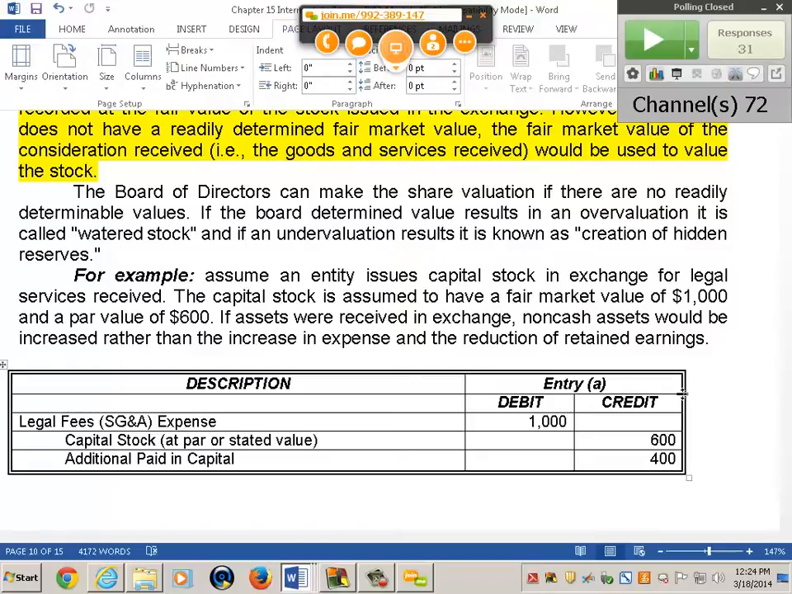So basically, if you took a two-step hypothetical analysis, and we use this, you really should start to think this way for every non-monetary exchange. So what you would do is, first, you would sell the stock.